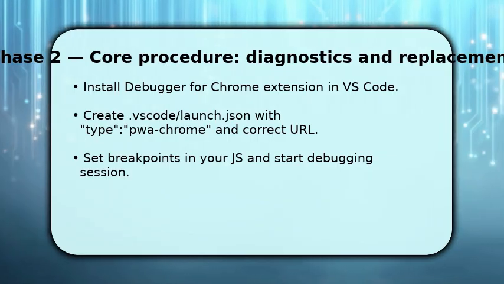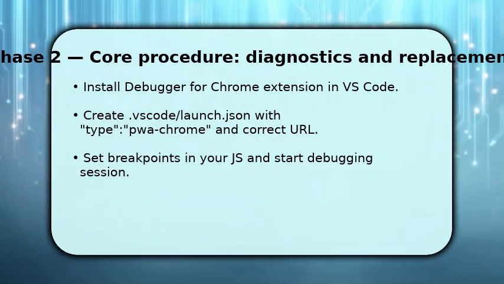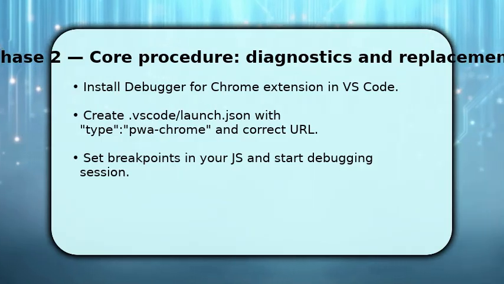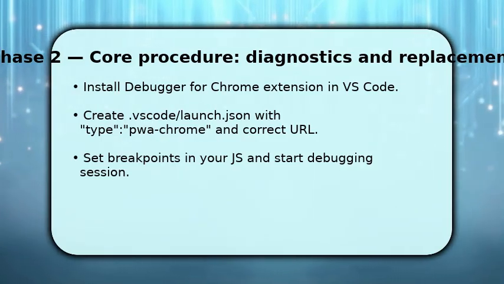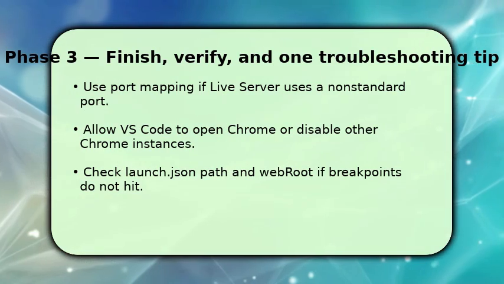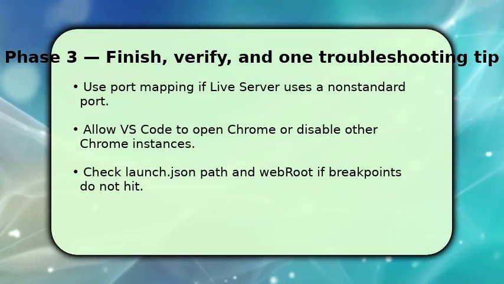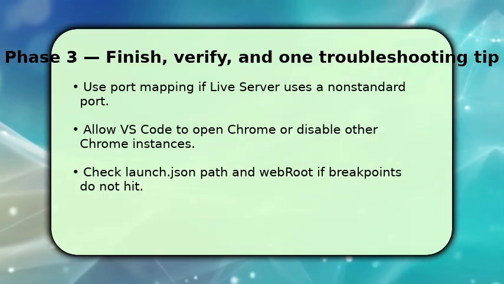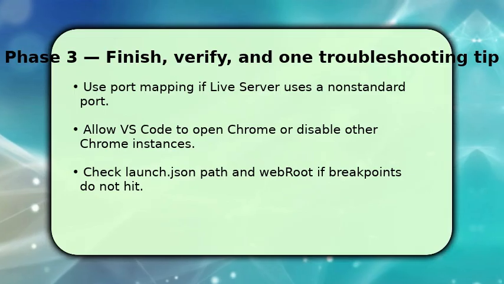VS Code will open a new Chrome instance or attach to an existing one, enabling step-through execution, variable inspection, and console forwarding so you can test behaviors interactively. To finish, confirm the Chrome instance is controlled by VS Code. Either allow VS Code to launch Chrome or close other Chrome windows so the debugger attaches cleanly.